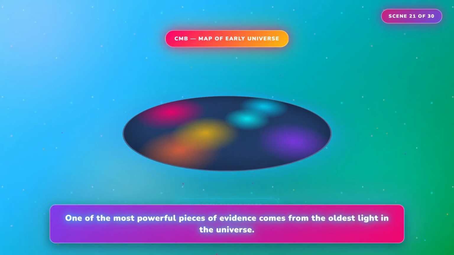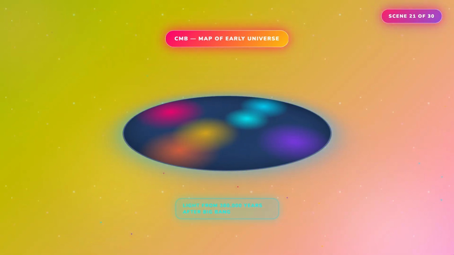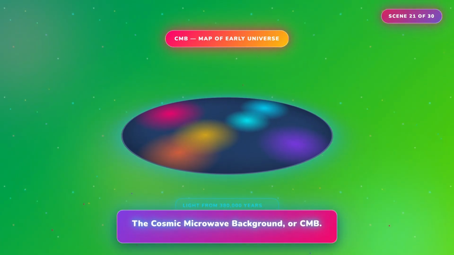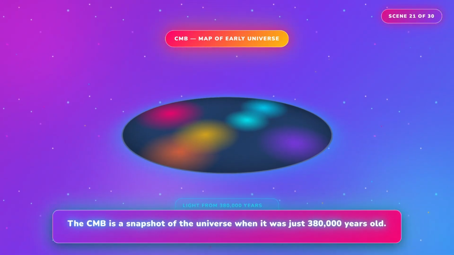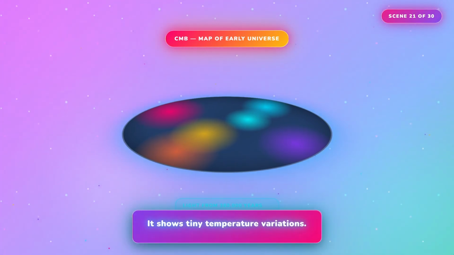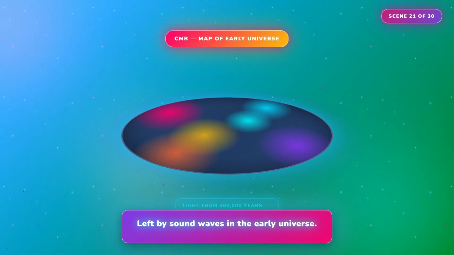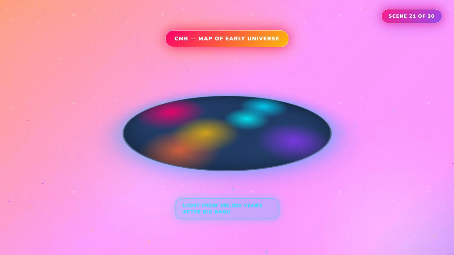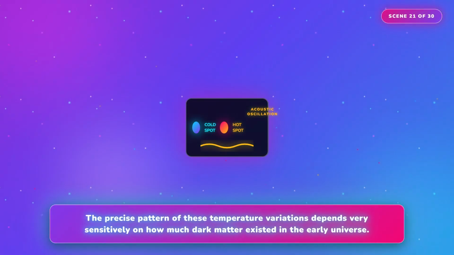One of the most powerful pieces of evidence comes from the oldest light in the universe. The cosmic microwave background, or CMB. The CMB is a snapshot of the universe when it was just 380,000 years old. It shows tiny temperature variations, hot spots and cold spots, left by sound waves in the early universe. The precise pattern of these temperature variations depends very sensitively on how much dark matter existed in the early universe.